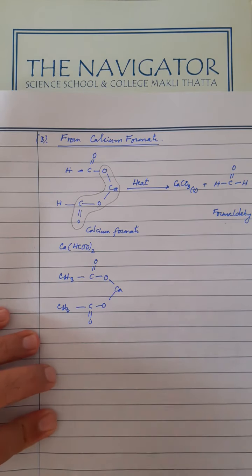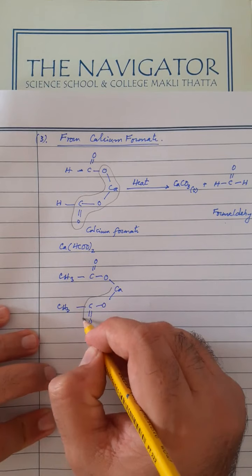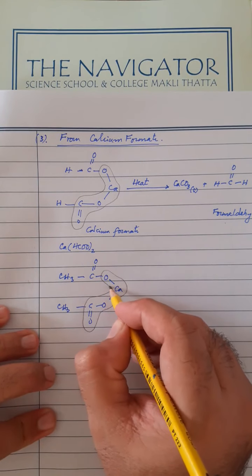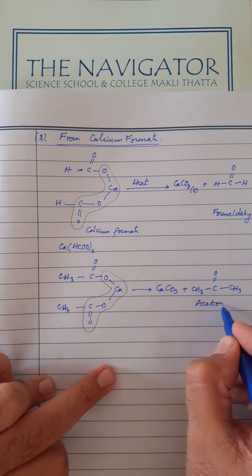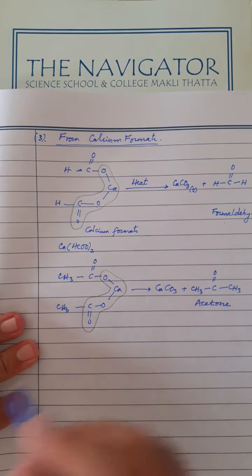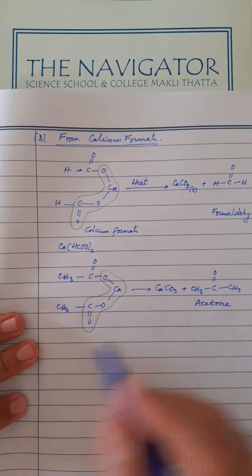If it is also heated, dry distillation, CaCO3, all right, it will make CaCO3. What are we left with? We are left with CH3, C double bond O, and then this CH3. Now, if this is first aldehyde, this is first ketone, this is acetone, 2-propanone. So, calcium formate can make formaldehyde, calcium acetate can form acetone, and so on and so forth.